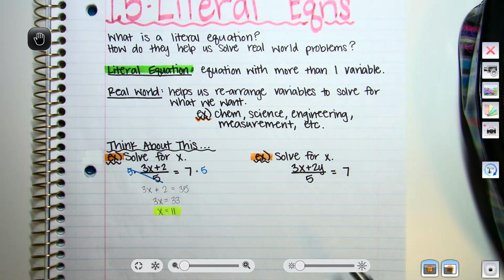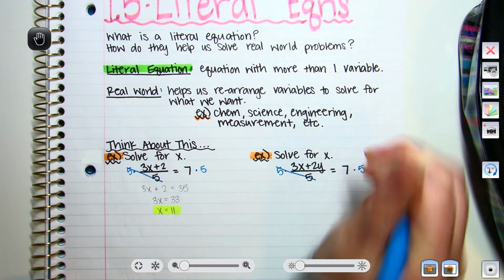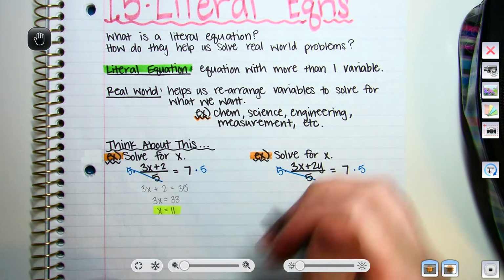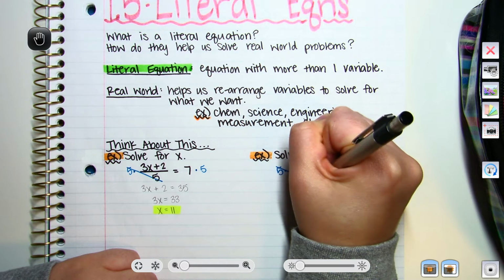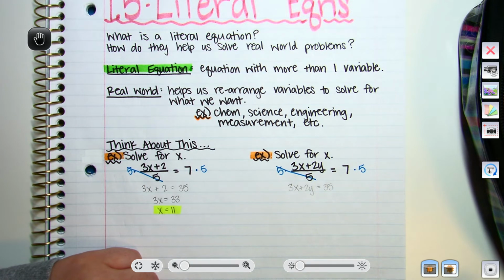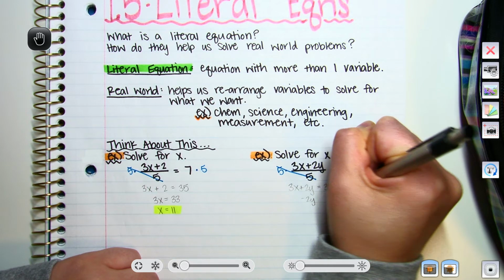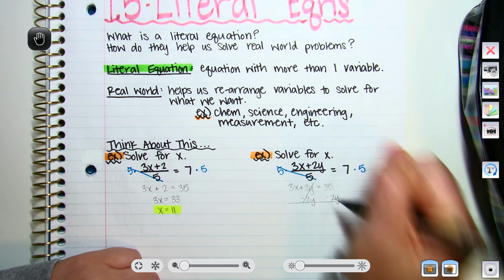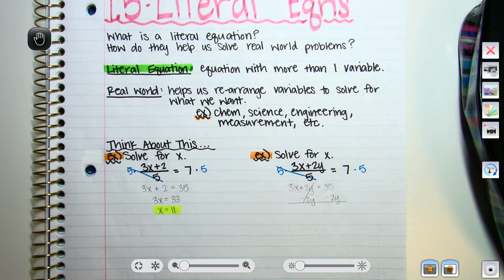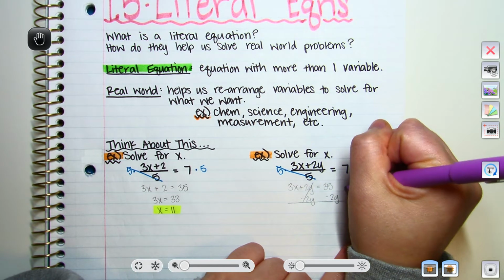All right, now for the second one. Now I have this extra added variable in here, and I want to solve for the x. So I'm still going to start the same way, multiplying both sides by 5 to cancel out my denominator. And now I'm going to have 3x plus 2y equals 35. Now instead of just subtracting 2, I'm going to be subtracting 2y from both sides. But I want to point out that this 35 and negative 2y, these are not like terms.